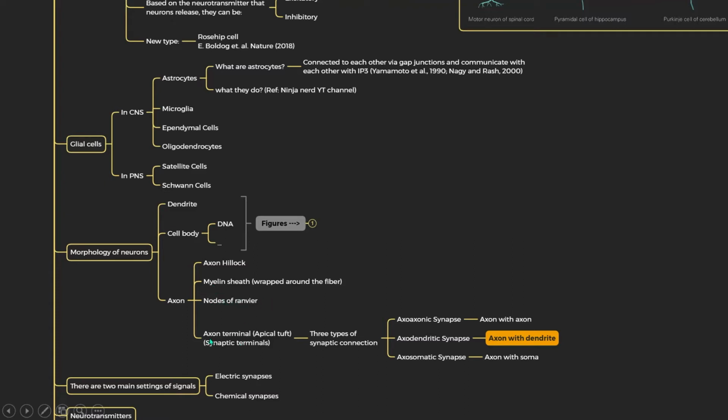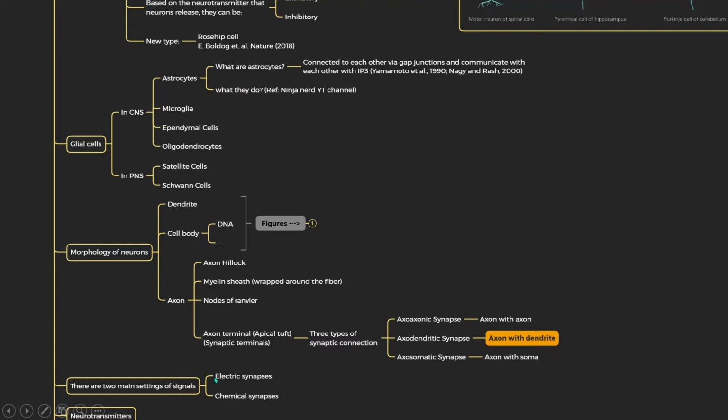And the axon terminal, which is the tip of the axon, can be attached in three other manners. It can attach to another axon, it can attach to another dendrite, and it can attach to the soma of the other neuron. I think the most abundant form is attachment to the dendrite, which is what we most of the time consider when we are modeling neurons.